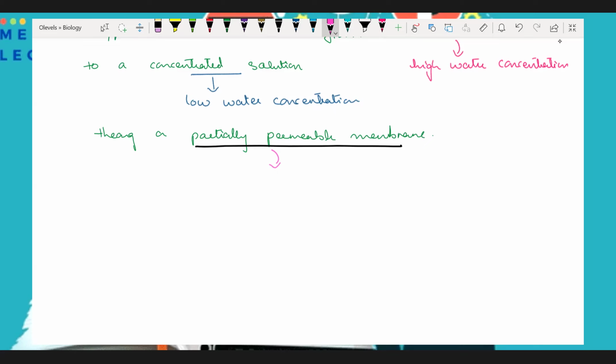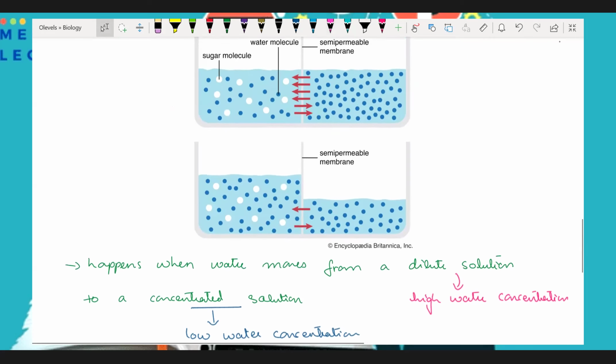Very good, Numan. That's very good. It actually allows, for example, if we talk about water, water molecules to pass, but not the large dissolved substances, right? We can have a look at this image.